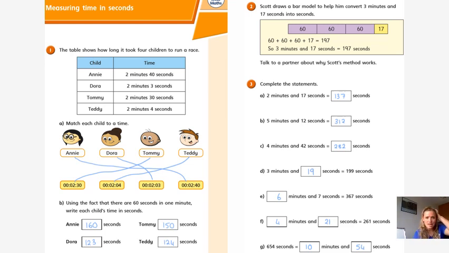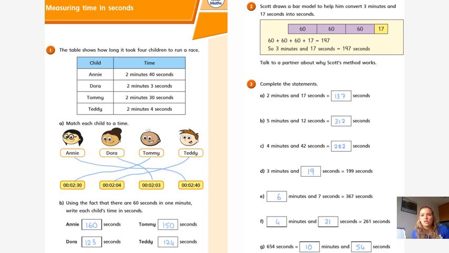Dora ran it in 2 minutes 3 seconds, so we can do 60 times 2, which is 120, add your 3 seconds, which is 123. Tommy ran it in 2 minutes 30, remember there's 60 seconds in a minute, so 2 minutes is 120 seconds, add your 30, so it'll be 150. And finally, Teddy ran it in 2 minutes 4 seconds, so we can do 60 times 2 is 120, and then add the 4 seconds, which is 124.